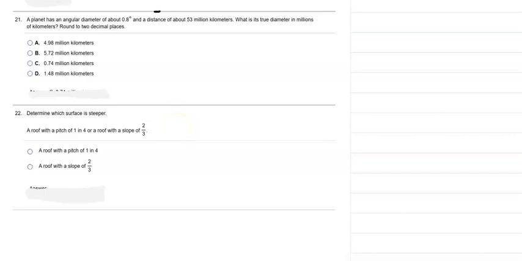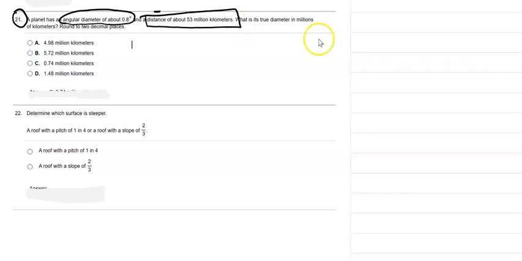Question number 21. A planet has an angular diameter of about 0.8 degree. So this angular diameter, 0.8 degree, is the angular size of the planet, and the distance is about 53 million kilometer. What is the true diameter in million kilometer? Round to 2 decimal places.